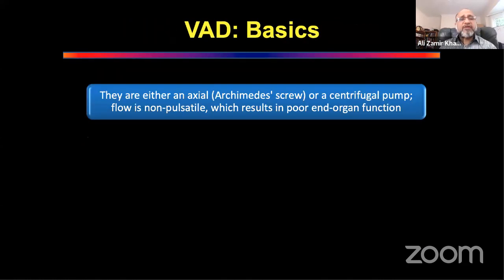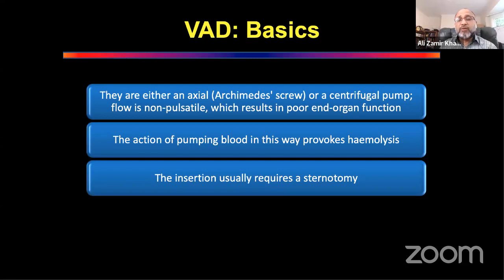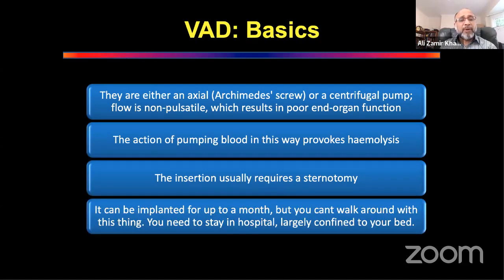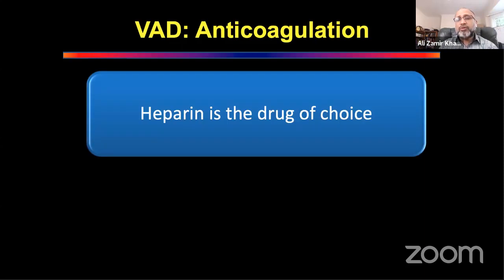Ventricular assist devices are available either as an axial pump, which is an Archimedes screw, or a centrifugal pump. The flow is non-pulsatile, which results in poor end organ function. The action of pumping blood in this way provokes hemolysis. The insertion usually requires a sternotomy, and it may be implanted for up to a month, but you can't walk around with it in. With the newer models they are portable, and there are some newer models which are available. But again, this is not a talk on VADs, so please don't expect me to go into the details.